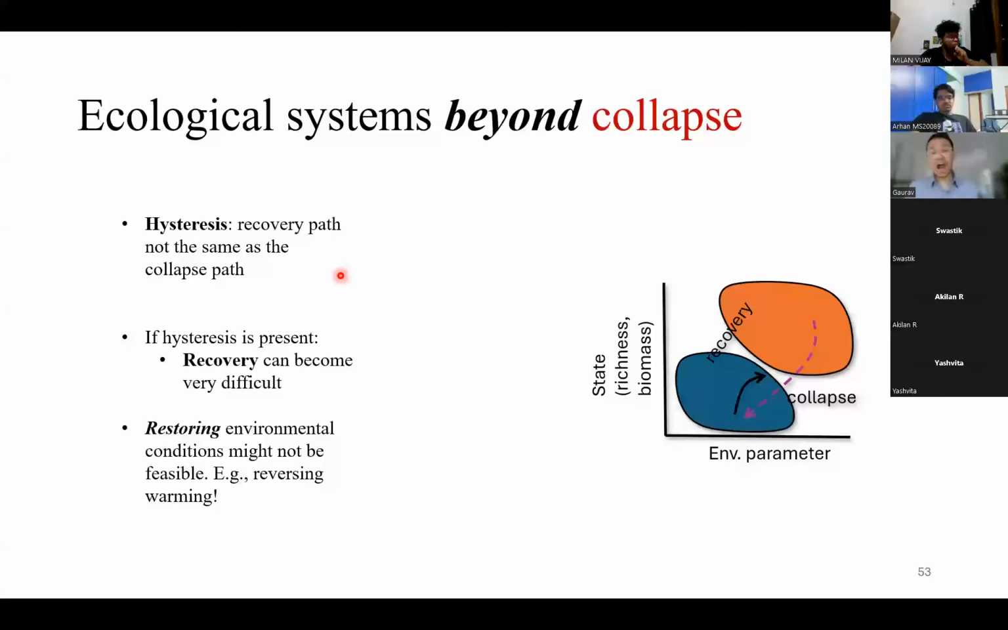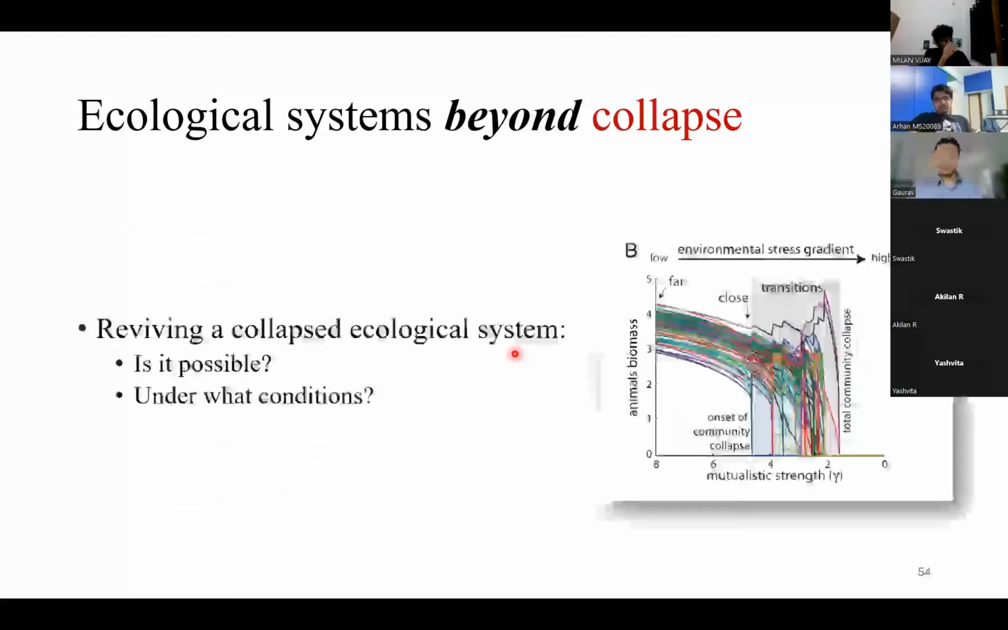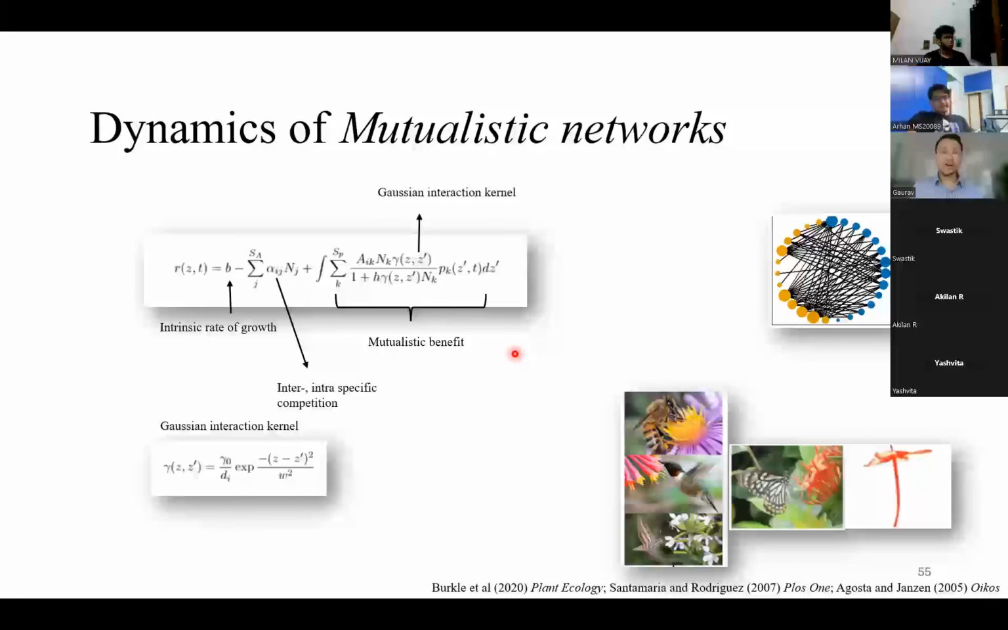And in addition, how do we, for instance, restore environmental conditions? For instance, if warming is happening, how do we reverse it? So once a system collapses, how do we revive it? Under what conditions is it possible? Is it even possible?